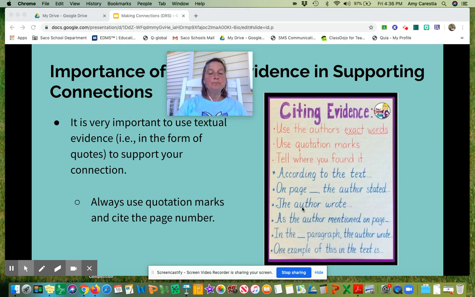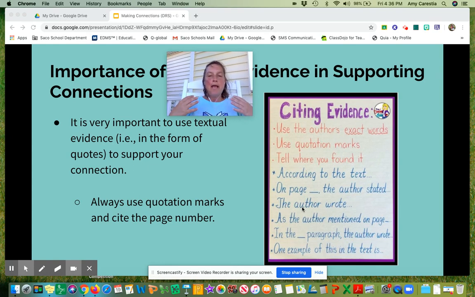So again, it's really important after you make a connection with the text, whether it's text to self, text to text, or text to world, that you find textual evidence to support that connection that you're making. And you use textual evidence not just by throwing it down on the paper, but by introducing it and then explaining how that helped you form a connection to the text you're reading.